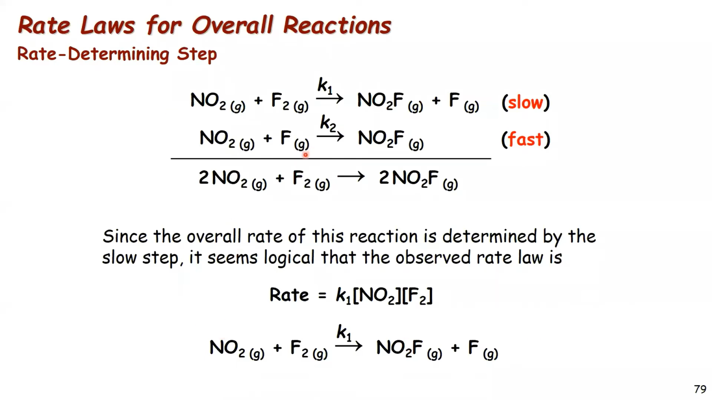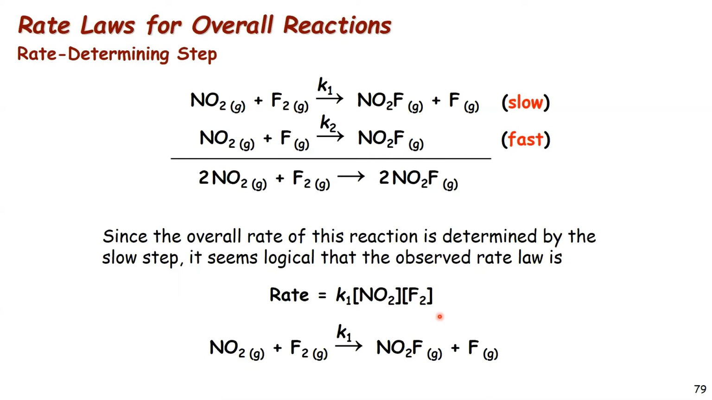Now there's also a rate law for this fast step too, right? Its rate equals k2 times the concentration of NO2 to the first times the concentration of F to the first. So it too has its own rate law. But in this case, we don't care about it because it's only the slow step that matters. So if this is the rate law for the slow step, this then must be the rate law for the overall reaction.